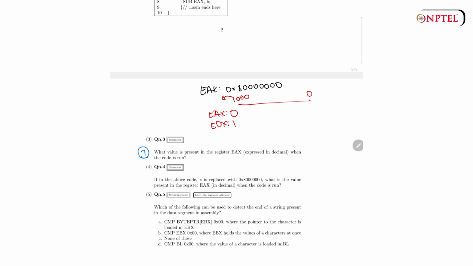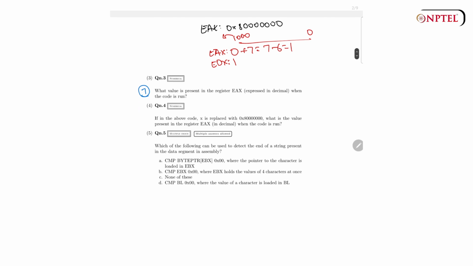Okay, and then I add EAX comma A, which is nothing but EAX plus 7, which is nothing but 7, and then I subtract B from EAX, which is nothing but 7 minus 6, which is nothing but 1. So the final answer is 1.